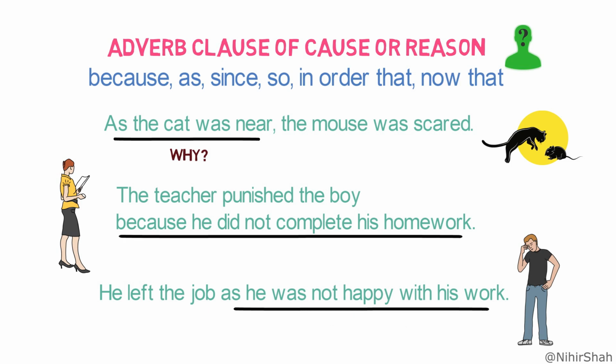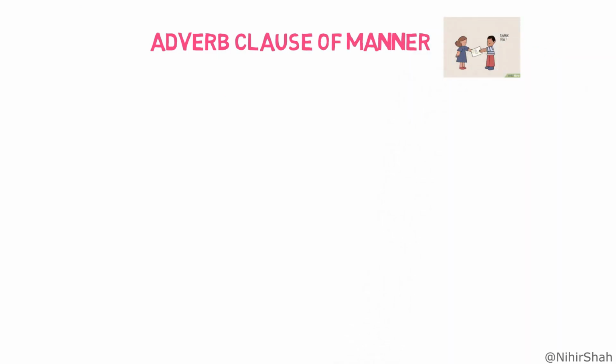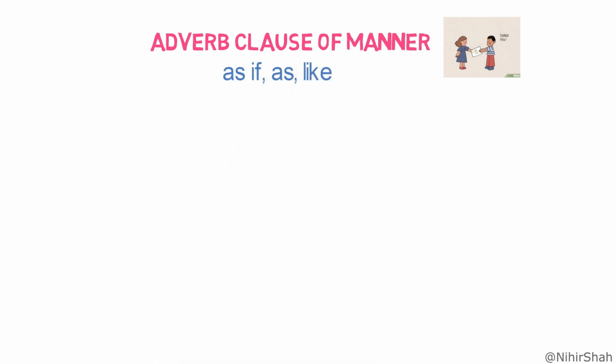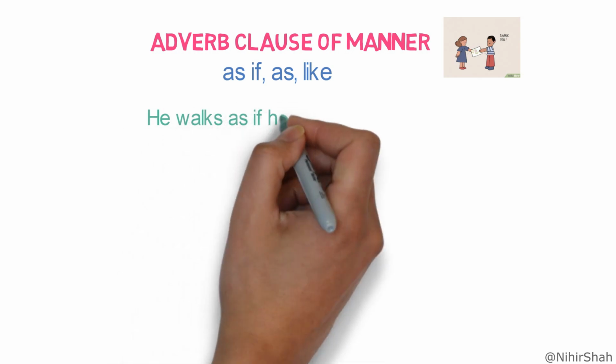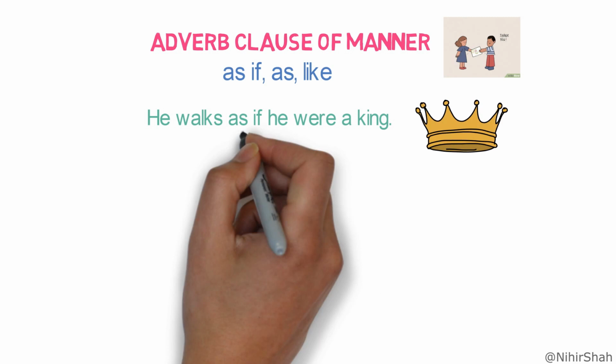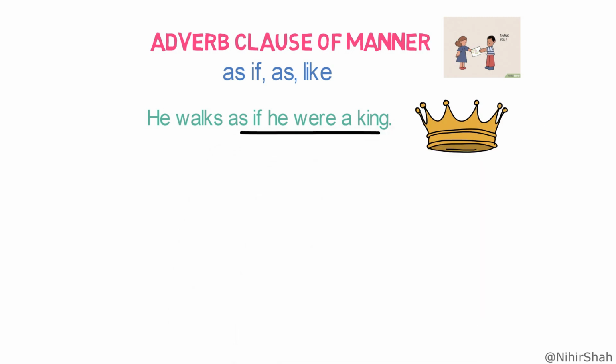Let's look into the next type of adverb clause, adverb clause of manner. The common subordinating conjunctions are as if, as, like. Let's look into examples of them. He walks as if he were a king. Here, the adverb clause as if he were a king is describing how he walks, or the manner in which he walks. So, it's an adverb clause of manner.